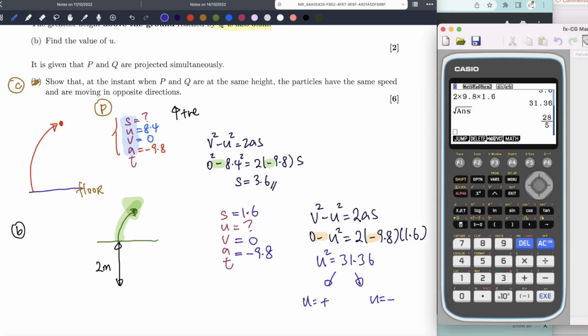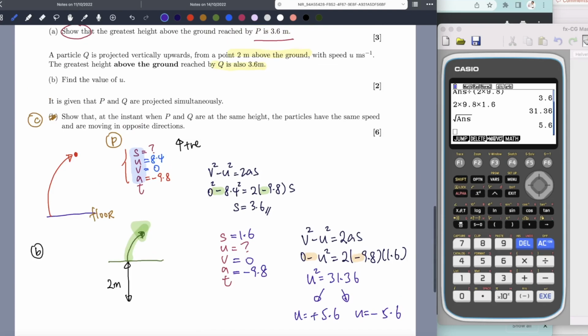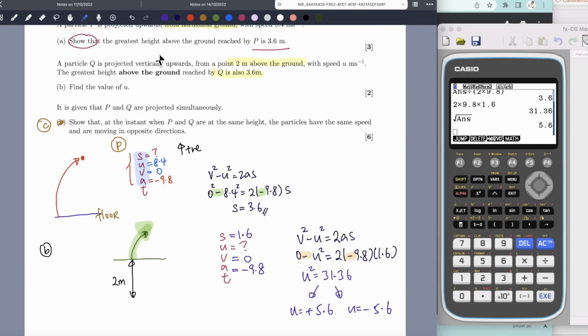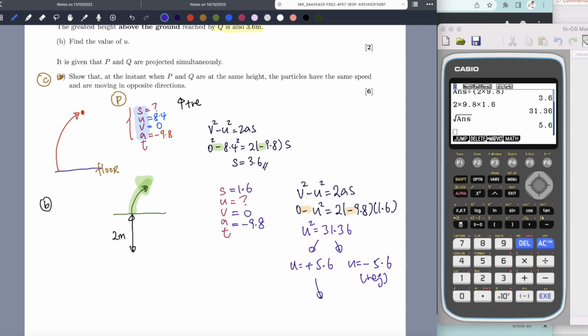You always need to ask yourself this question. Initially, based on our assumption, is Q going upwards 5.6 or is Q going downward 5.6? Initially, does Q go up or down? Up. Q goes up initially, vertically upwards. So you need to say that I'm not taking minus 5.6 as the answer. The value for U is U equals 5.6.